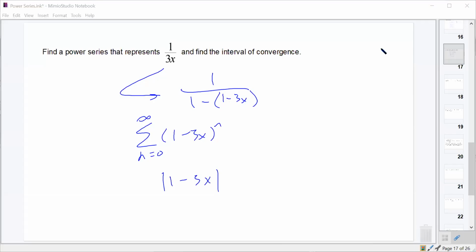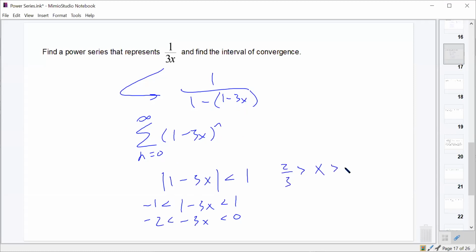I forgot to start recording. So we wrote 1 over 1 minus 3x, which became the sum from n equals 0 to infinity of 1 minus 3x to the n. And then we set the absolute value of that common ratio less than 1 to find our interval of convergence. So 1 minus 3x less than 1 greater than -1. -2 is less than -3x is less than 0, and then x is less than 2/3 but greater than 0. Is that what you all got?